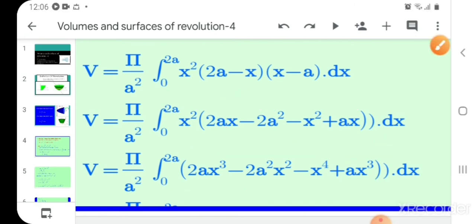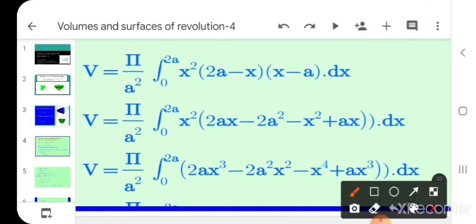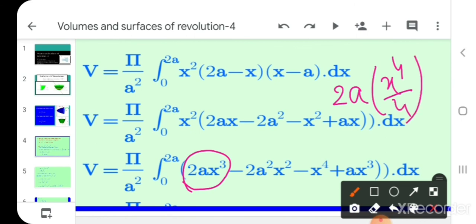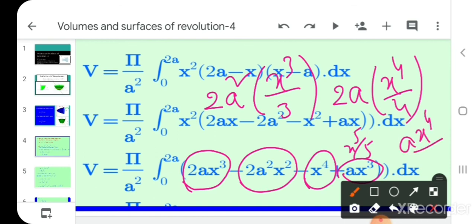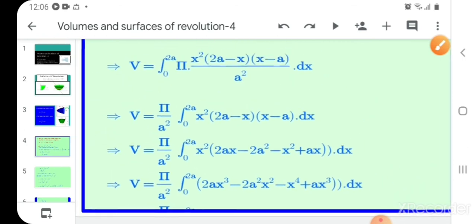Now I integrate these terms. Tell me, what is the integration of 2a x cube? Here 2a is the constant, and the integration of x cube is x power 4 by 4. Next, minus 2a square x square. Here also 2a square is the constant, and the integration of x square is x cube by 3. The integration of x power 4 is x power 5 by 5. And the last term, ax cube: a is constant, and the integration of x cube is x power 4 by 4.